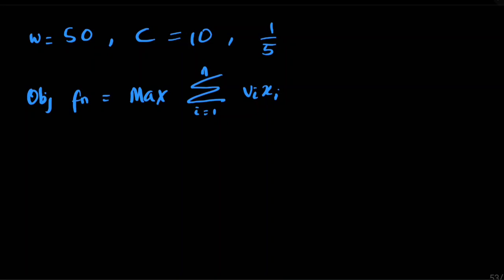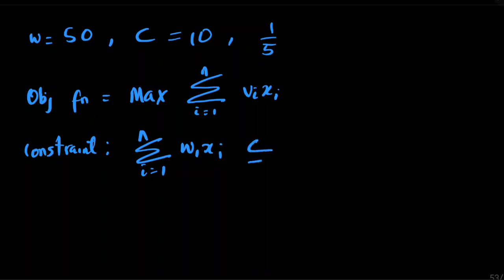And for our constraints, just as we have seen, the constraint is always going to be C. The sum of WI, XI always has to be less than or equal to C. Also, another constraint is that XI is less than or equal to 1 and greater than or equal to 0. So we have two constraints there.